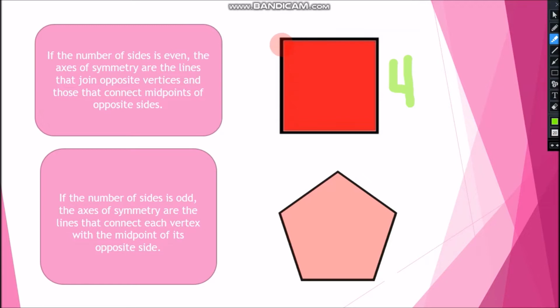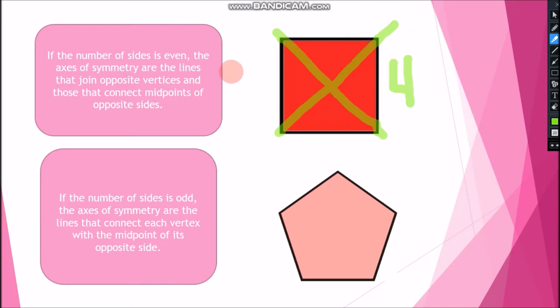Entonces, voy a identificar los vértices de mi figura. Tengo 1, tengo 2, tengo 3 y tengo 4 vértices. Y voy a unir vértices opuestos, es decir, voy a unir este vértice con su opuesto, que es este. Y también voy a unir este vértice con su opuesto, que es este vértice. I have 1 and 2 lines of symmetry. Tengo 1 y 2 líneas de simetría.